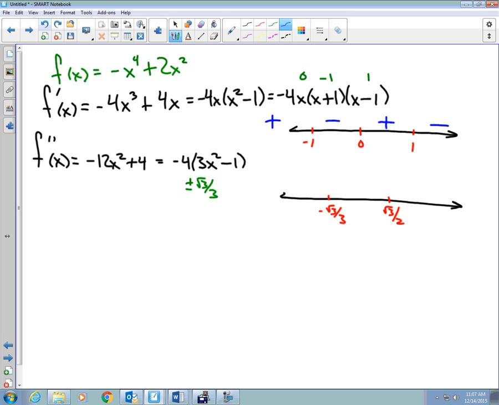Okay, what do I plug in here? Negative 1. And you don't have to factor this out. Just plug in -1. -1 squared is 1 times 3 is 3 minus 1. That's a positive times a negative, which is a negative. What's an easy number to plug in now? 0 minus 1 will be negative. -4 is negative, so that'll be positive. Plug in +1, and you'll get a positive times a negative, which is a negative.